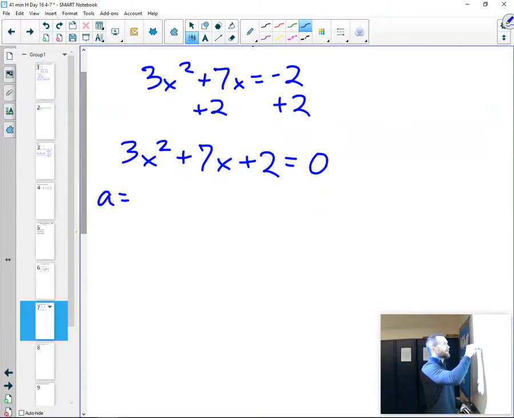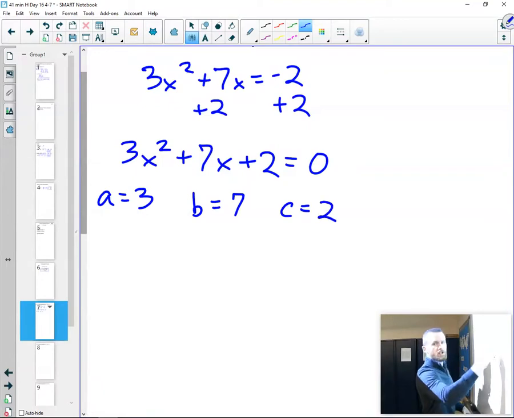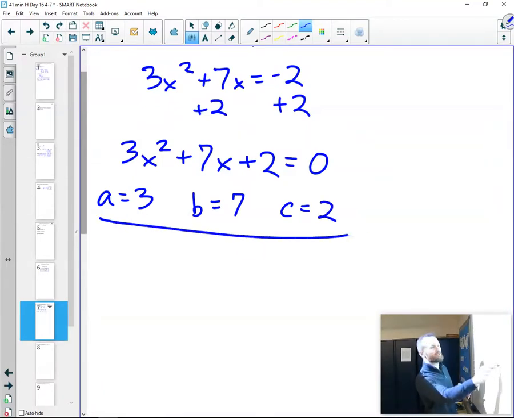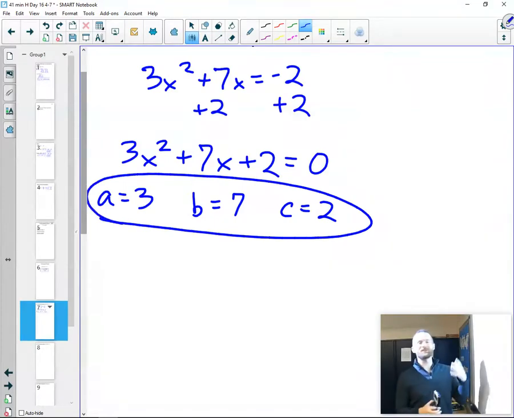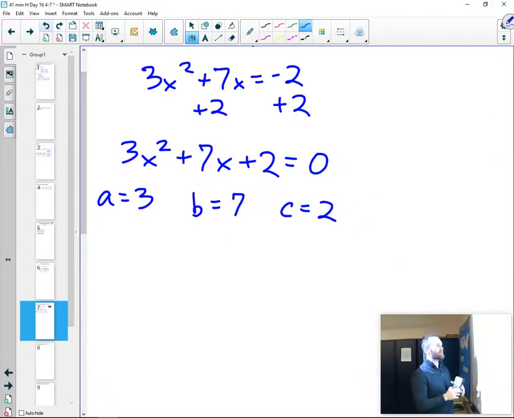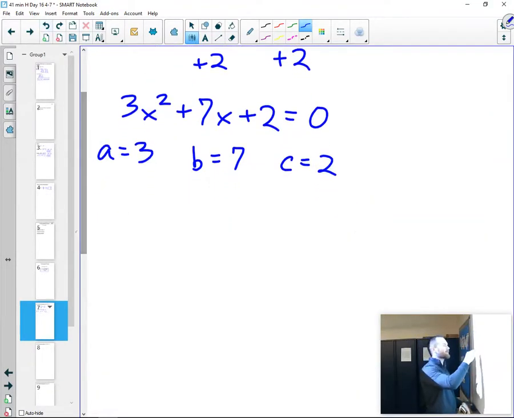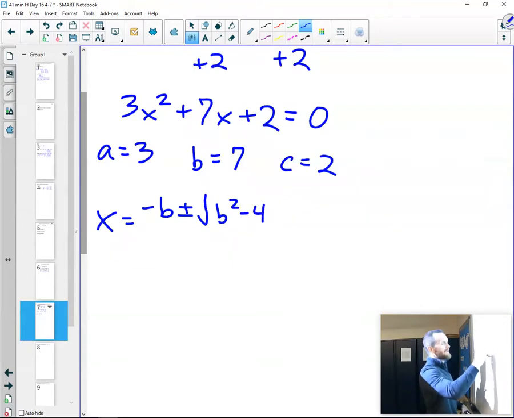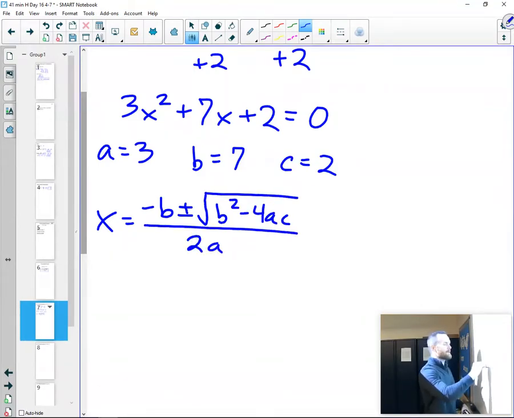We see that A equals 3, B equals 7, and C equals 2. Hopefully you're good enough where you don't have to write this down. I'm circling it so you can see it. Hopefully you don't need to write that down every time. I'm just showing my work. Now let's go straight to the quadratic formula. X equals negative b plus or minus the square root of b squared minus 4ac, all divided by 2a. Now I'm going to show every single step of my work here because this is the first one we're doing in this class.